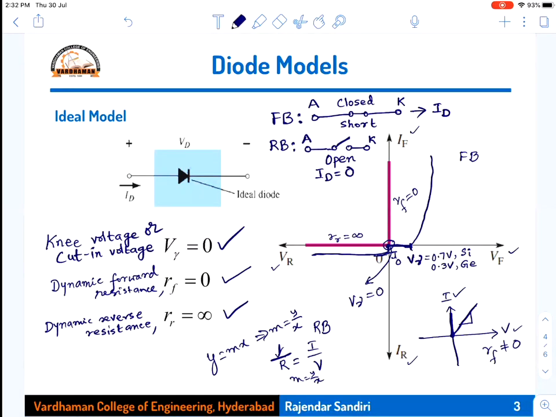But now, in the case of the ideal diode, the reverse saturation current is also 0. Therefore, I am just drawing on the x-axis itself. This I naught is also equal to 0. I naught is 0 means what? It will not come down. It will just take the line on the negative x-axis itself.